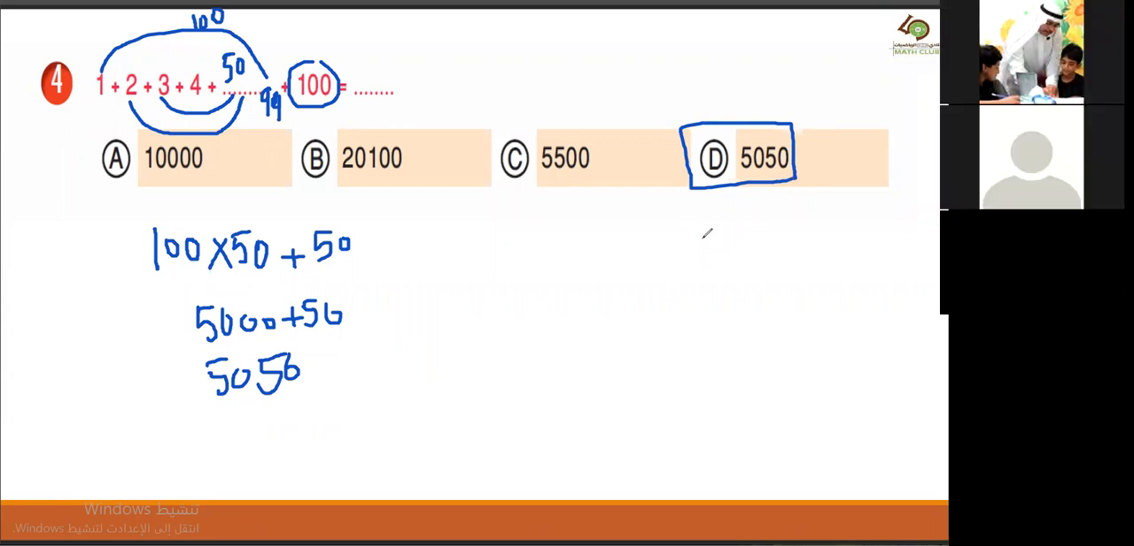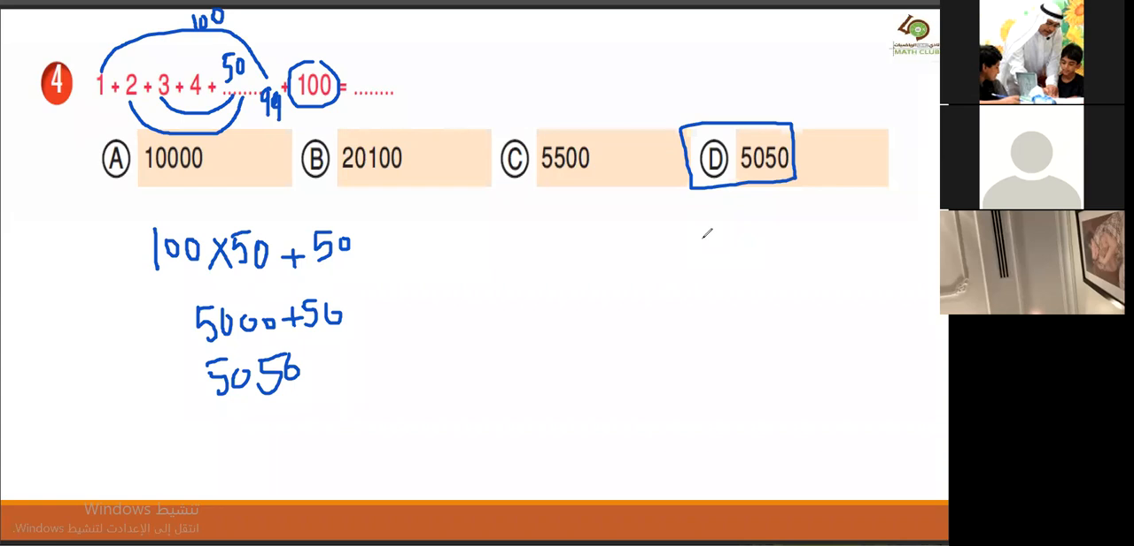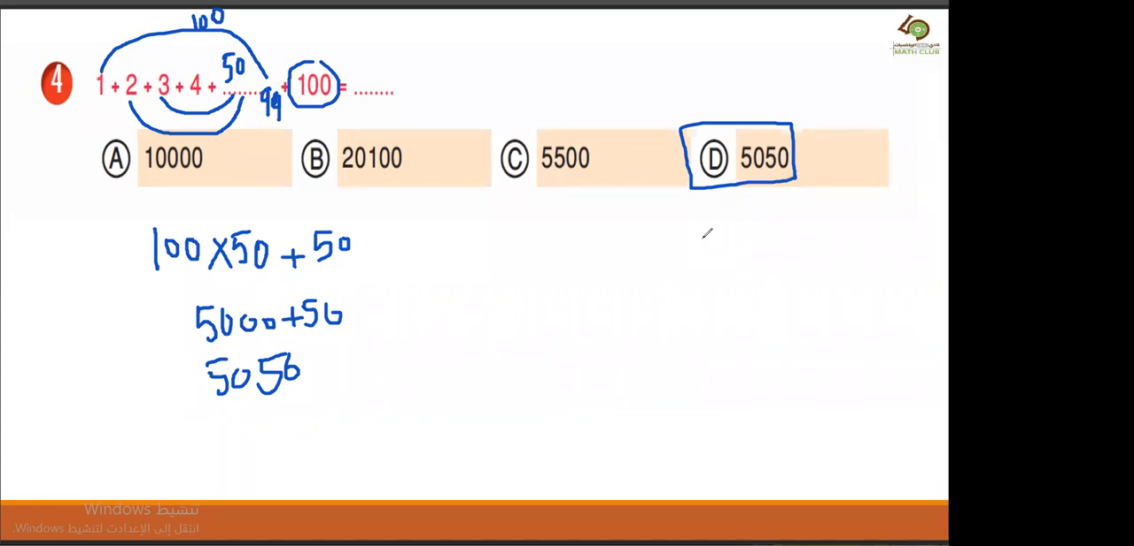Is it clear? Zahra, is it clear? This is without a formula. You don't understand? Okay, I explained before. I will also give you a formula, to show how to solve these problems with a formula.